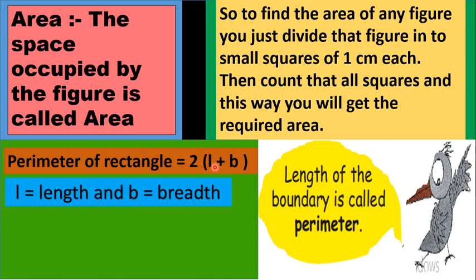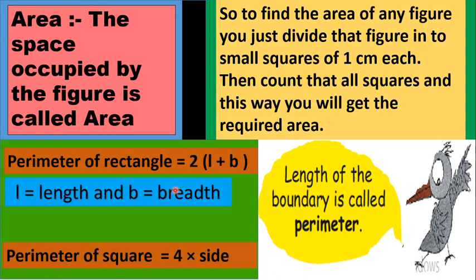Then perimeter of square is equal to 4 into side. So learn these two basic formulas. Why do we write one side only? Because all four sides of the square are always equal. So if we find only one side, then it is very easy to find out the perimeter. So multiply that one side by 4 only, you will get the perimeter of square.